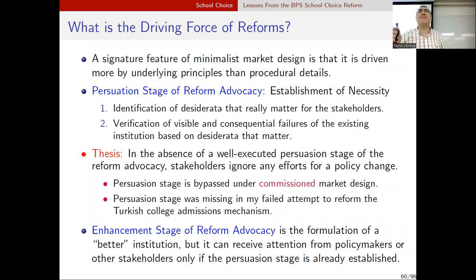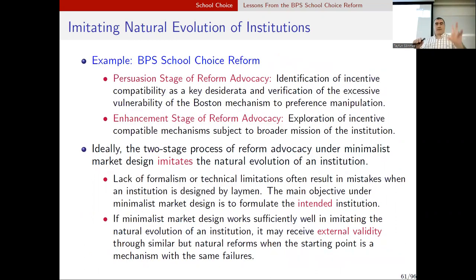I didn't have the persuasion. I was too much of a theorist, right? And then you have the enhancement stage for reform advocacy. It's the formulation of a better institution, but it will only be taken seriously if there is a very strong persuasion stage. Yeah. Now, I'll make two, three additional points, and I'll finish, and then I'll figure out what to do with the missing material.